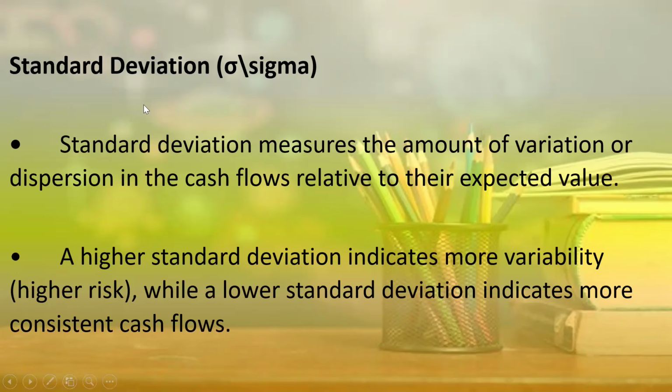The second thing is the standard deviation or sigma. The standard deviation measures the amount of variation or dispersion in cash flows relative to their expected value or the mean value. So, a higher standard deviation indicates more variability or higher risk, whereas a lower standard deviation indicates more consistent cash flows. If the standard deviation is lower, this means that the risk is also lower.